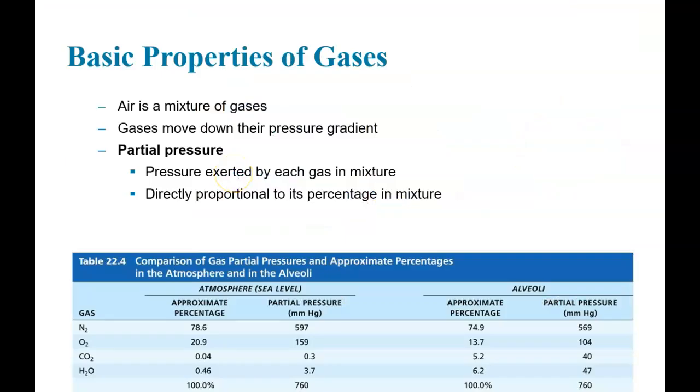Air is a mixture of gases. So in air, there's nitrogen, oxygen, carbon dioxide, and all these gases are going to move down their pressure gradients. And there's another property of gases, which is that they have a specific partial pressure. The partial pressure is exerted by each gas in a mixture, and it's directly proportional to the percentage in the mixture. So for example, nitrogen makes up 78% of the gases in air. To get the partial pressure of nitrogen, you multiply the percentage, turned into a decimal, 0.78, times 760. That gives you a partial pressure of 597. So that's why it's proportional to its percentage in the mixture.